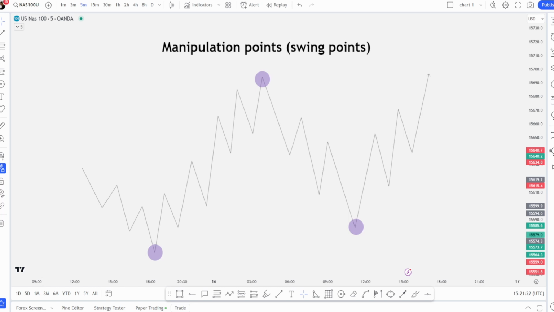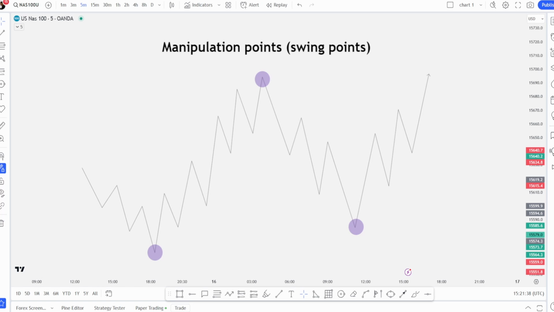Now, manipulation points as a whole are the areas where order flow changes. So again, we have to have an understanding of major order flow within the market to be able to define where the major order flow is changing from one direction to another.